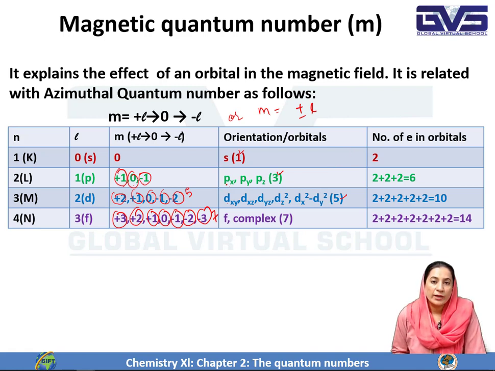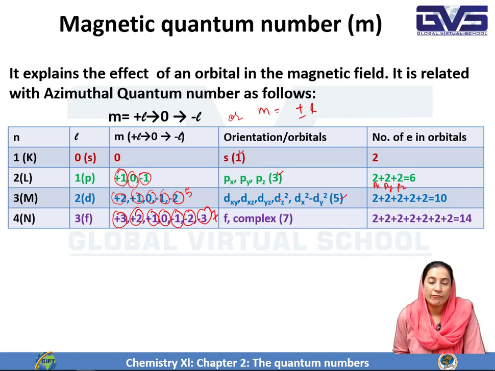And in P subshell, if you remember, they were total 6. How were they 6? Because every orbital contains 2 maximum electrons. So Px has 2, this one will be Px, Py and Pz. So maximum for P will be 6, by 2 plus 2 plus 2.